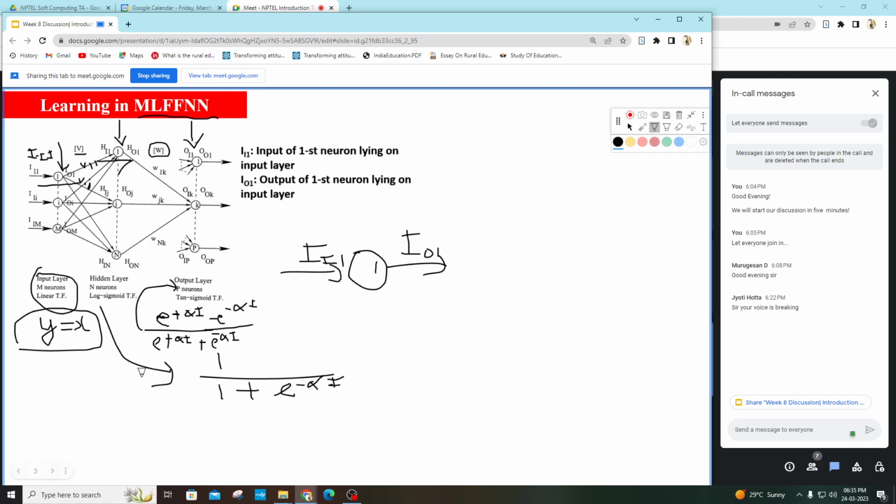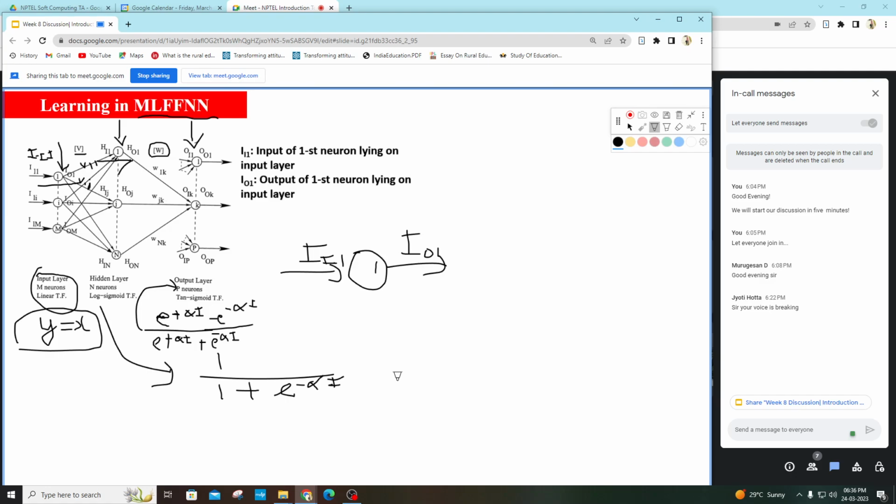Like for this hidden layer, here in place of I what we will be writing is h11 or h1j or h1n. Similarly here also, in place of I what we will be writing is O11 or O1k. So is this clear?